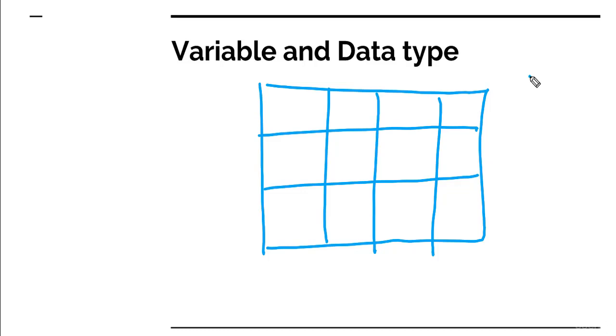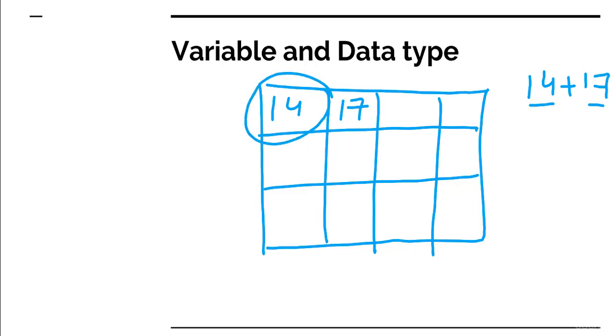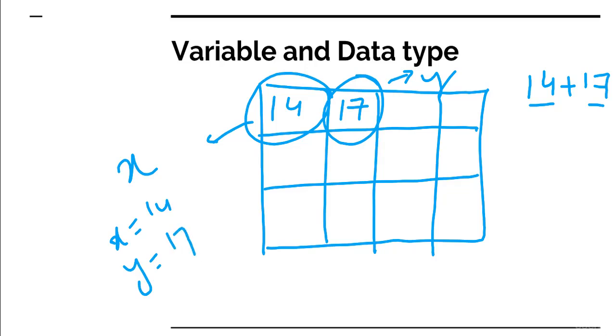Let's say you wanted to do a calculation of 14 plus 17. In order to perform this calculation, the computer needs to store these two values. So let's say the value 14 is stored in this cell and the value 17 is stored in this particular cell. We give a name to this memory location as X, and to this particular memory location, we call it Y. So X is equal to 14 and Y is equal to 17.